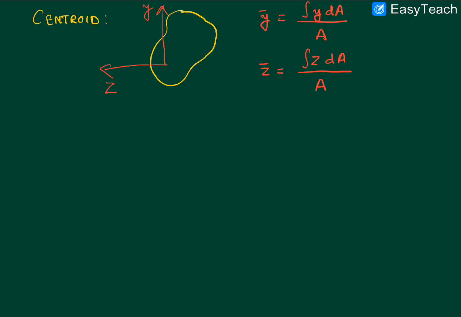Okay, now let's say that as a result of this calculation, the y bar and the z bar come out to be somewhere here. So let's say this is y bar, z bar.